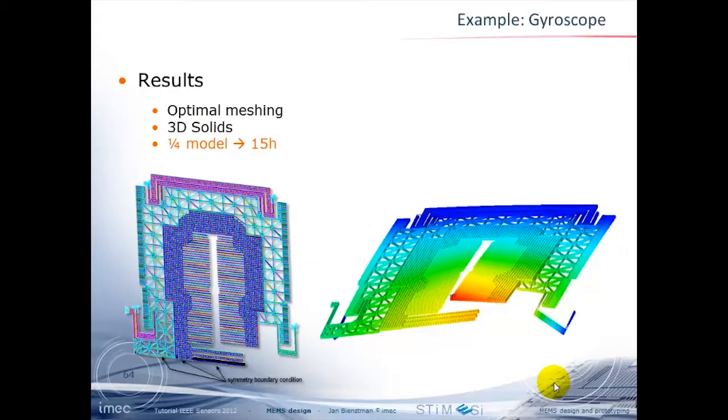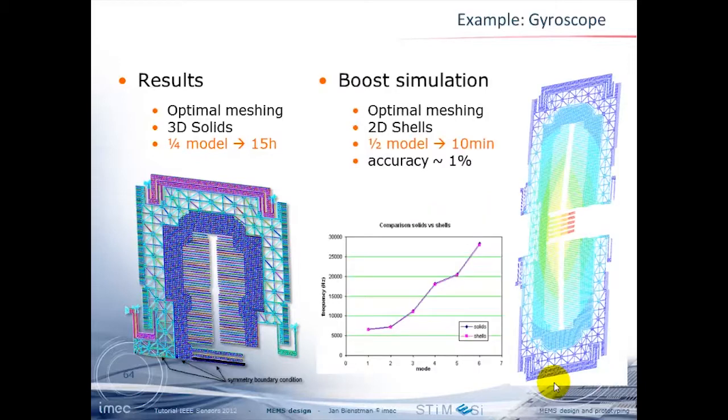I could do a quarter thing, and it took me 15 hours with a 3D model. And you see some kind of result here. But using the same methodology, but using the shell elements, I could even model a quarter of the gyroscope, because that is the opposite structure. And to solve that one, it took me 10 minutes.